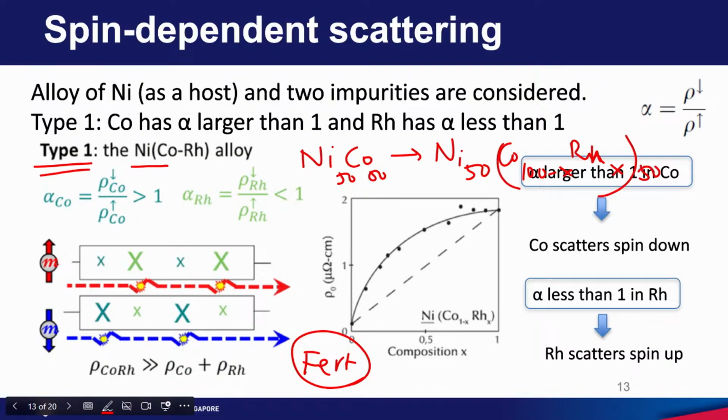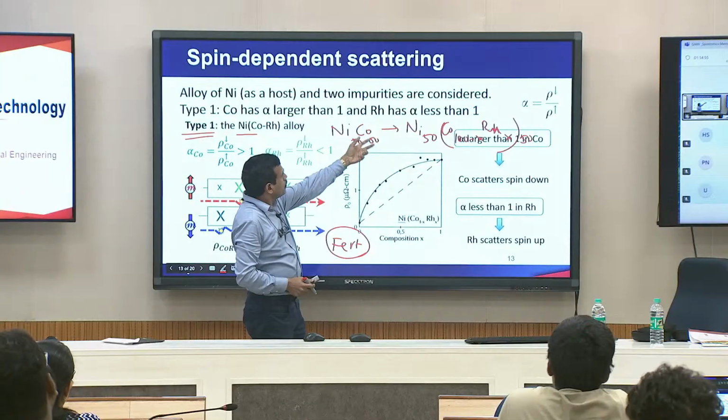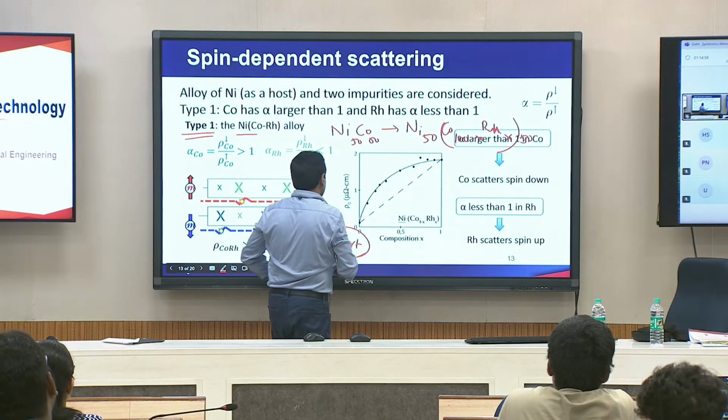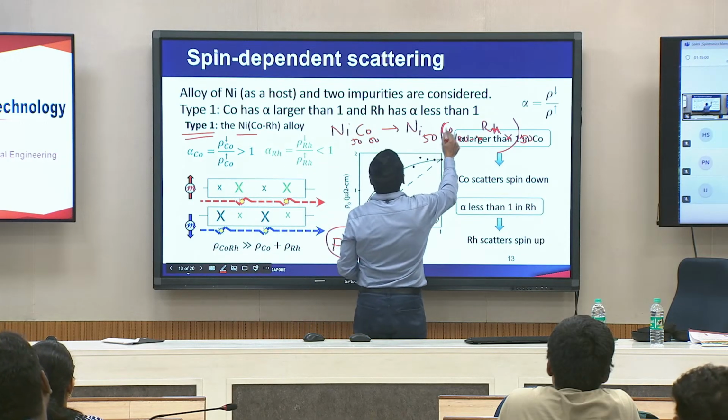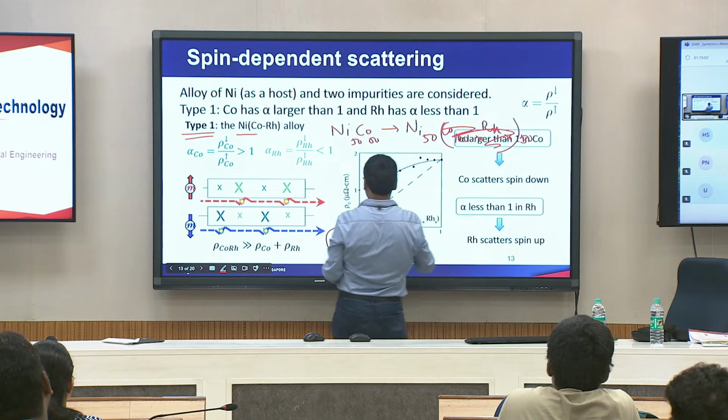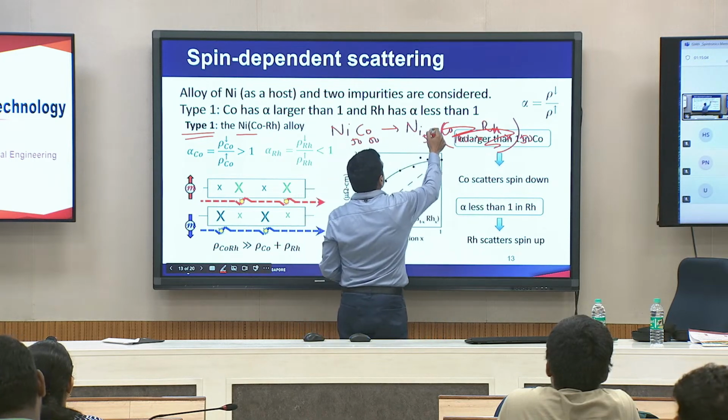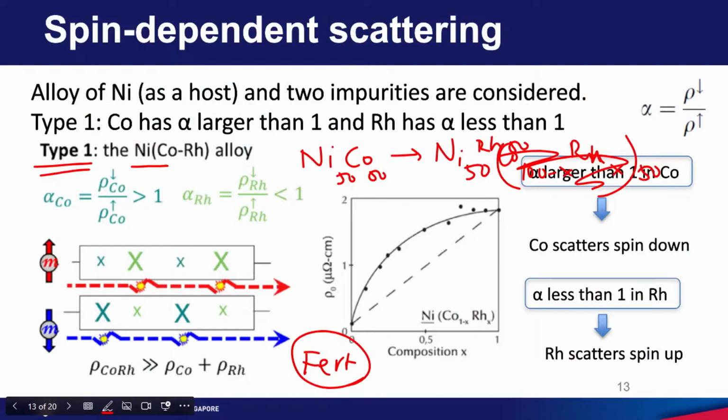Something like this. Okay. So, they start with a nickel alloy cobalt, then slowly they remove every cobalt atom with ruthenium atom. Eventually, they will go to nickel rhodium. This is rhodium, right? Yeah. Nickel rhodium 50. So, they are changing the composition of cobalt and slowly moving to nickel rhodium 50.